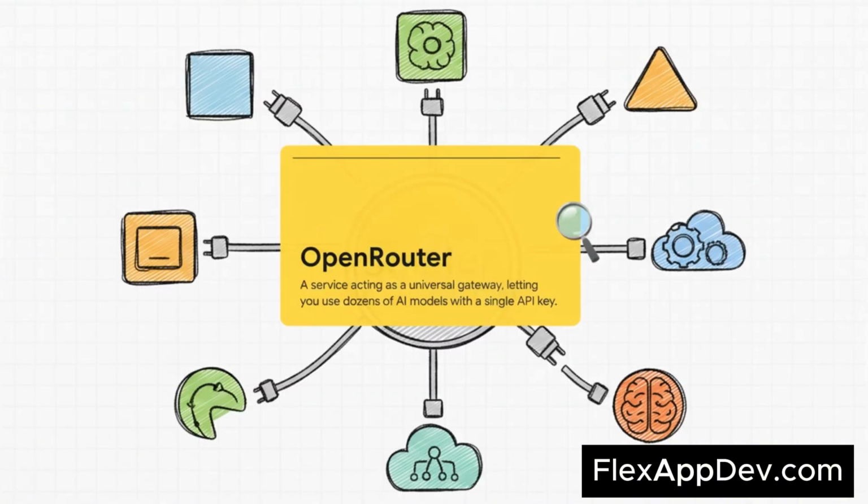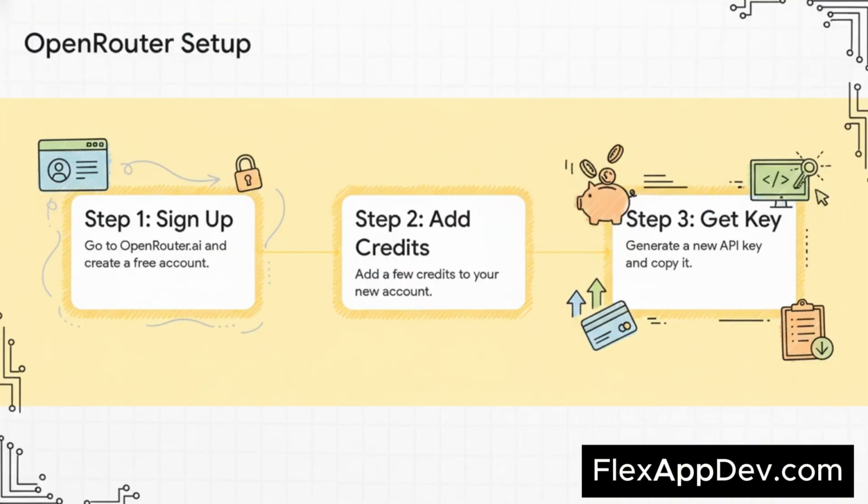Now you might be wondering, how does this thing get access to all those different models? Well, the magic ingredient here is a service called OpenRouter. The best way to think about it is like a universal adapter, but for AI. You get one single API key, and boom, it gives you access to this huge list of models from all different providers. And getting set up with them is super simple.